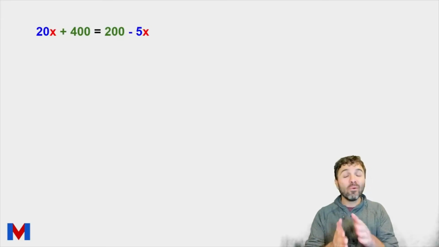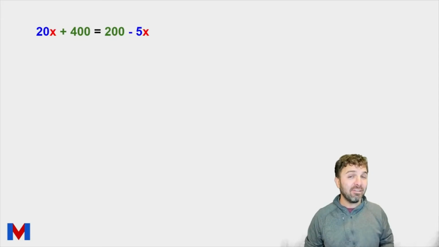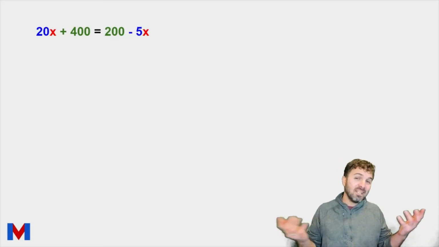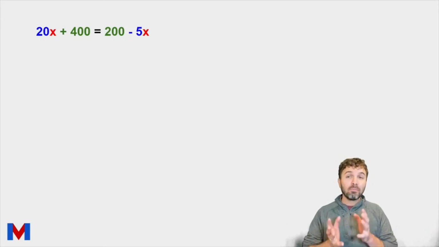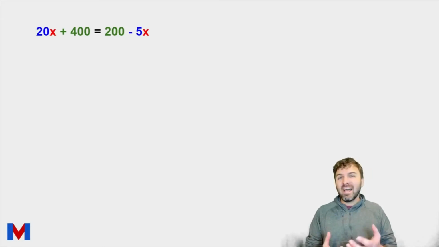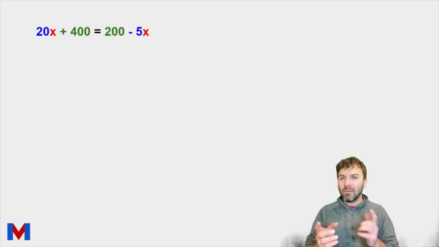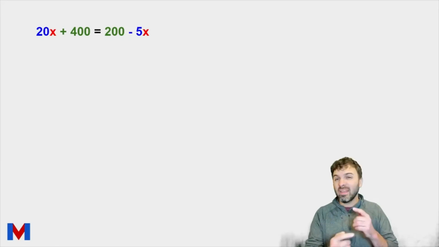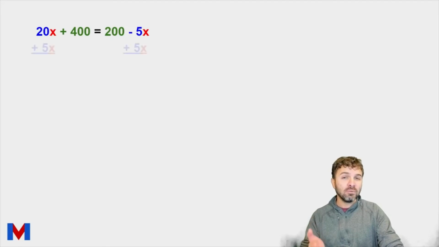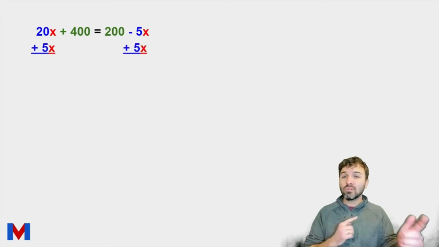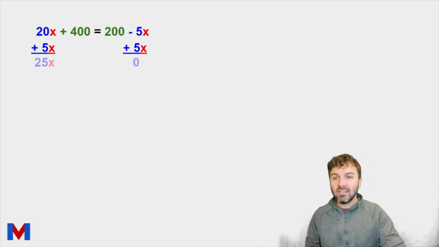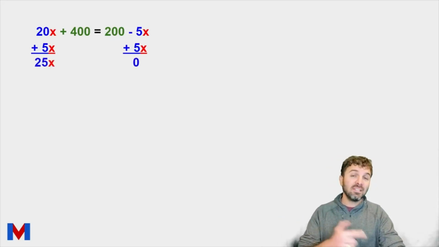20x plus 400 equals 200 minus 5x. This looks a little bit different, but hey, that's okay. We can still do this. The process is still the same. So like before, I prefer to not have negative coefficients. So I'm going to get rid of that minus, or that negative 5x. Minus 5x and negative 5x are the same thing. So I'm going to do the inverse operation, which is add 5x. And I do the same thing to both sides, because we're trying to balance this equation. So 20x plus 5x is 25x, and negative 5x plus 5x is 0.